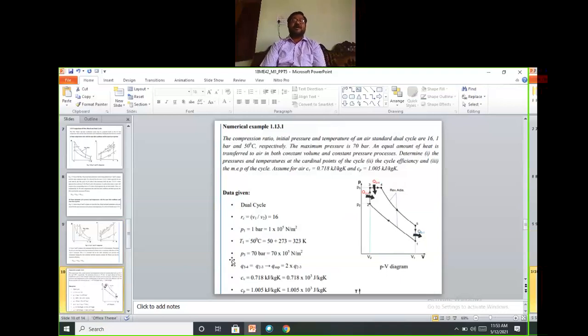Let us move on to different problems on the dual cycle. The compression ratio, initial pressure and temperature of an air standard dual cycle are given.